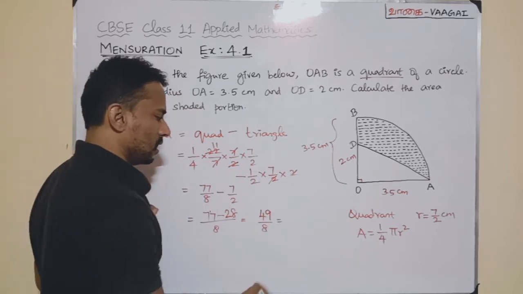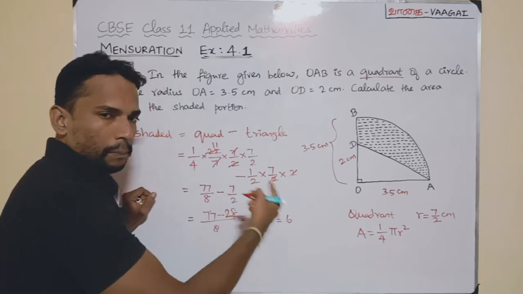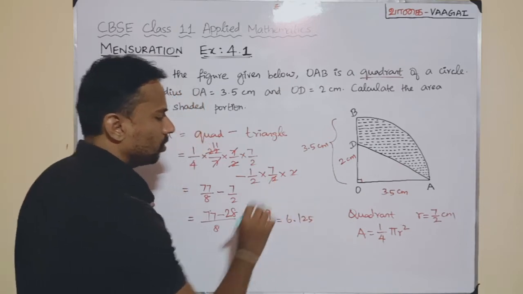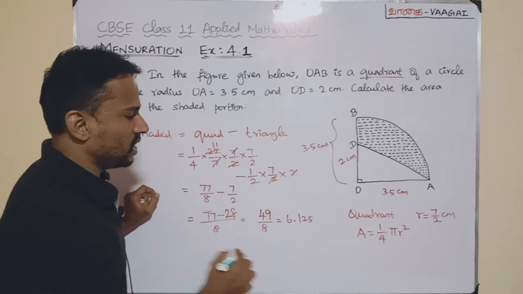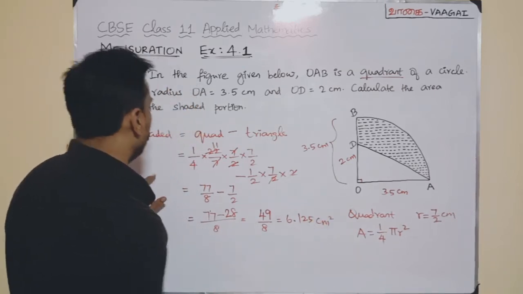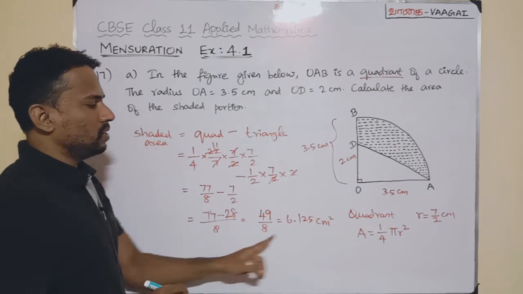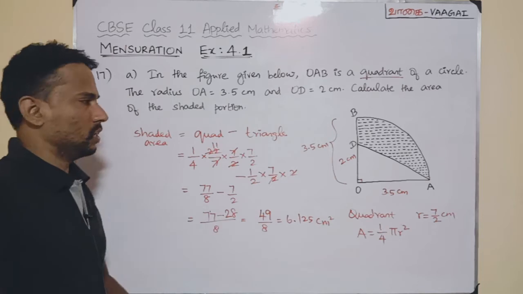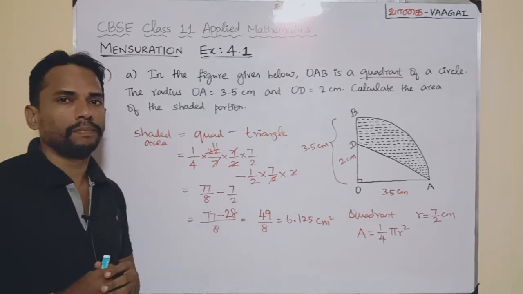49 by 8 will be basically 6, because 8 6s are 48, and I will have a balance remainder 1. So 1 by 8 will be what? 0.125. Is it or not? So my final answer will be 6.125 centimeter square, because we are finding the area, shaded area is what we are finding. So my answer will be in centimeter square units. So 6.125 centimeter square is going to be the answer for your question number 17, subdivision A.